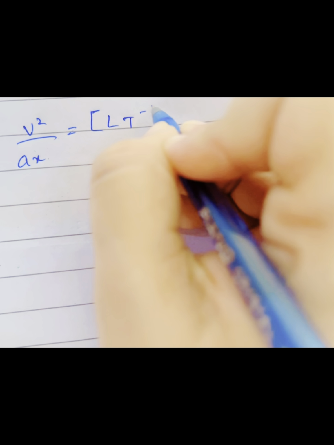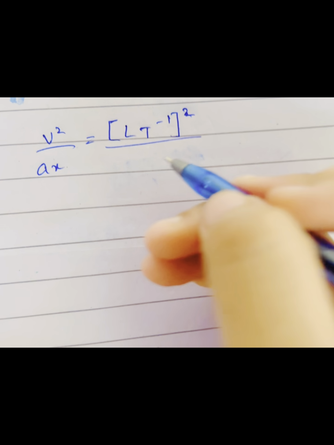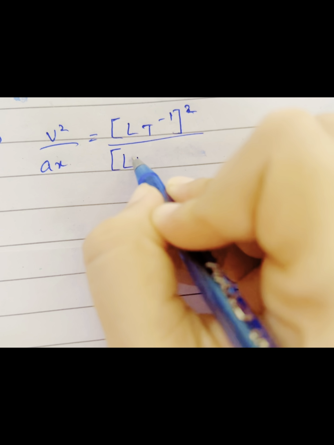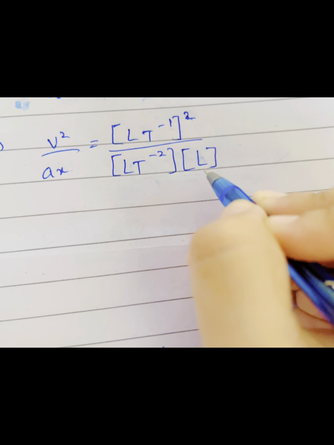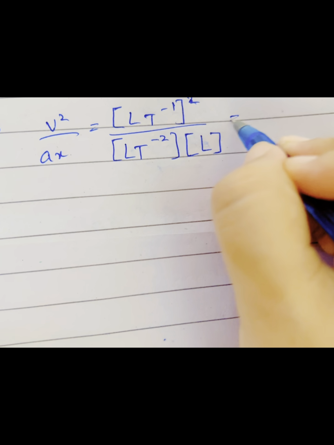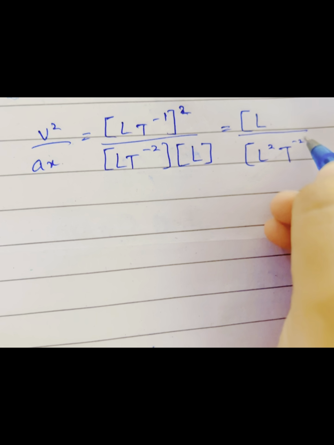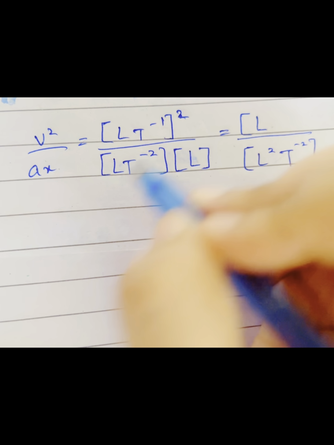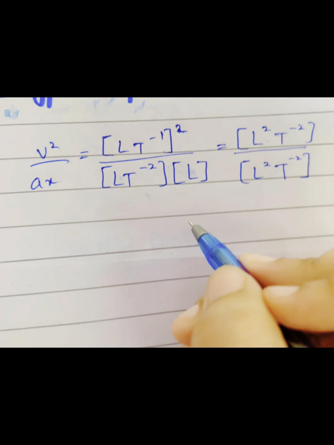For v square by ax, v has dimensions of LT minus 1 and it has a square on it, so we will put on square. A is acceleration and it has dimensions of LT minus 2, x is displacement with the dimensions of L. This L and L have the same base and the powers are 1 plus 1, so it will become L square T minus 2. In the numerator there is a square. We will break down this square and it becomes L square T minus 2.